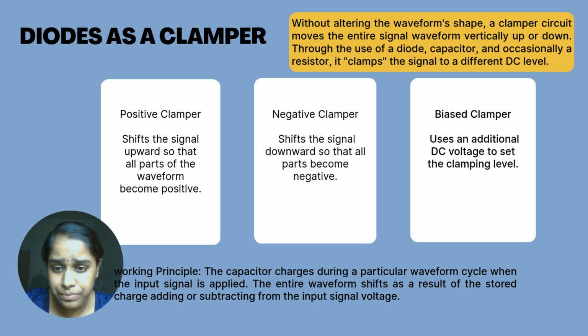The positive clamper shifts the signal upward so that all parts of the waveform become positive. The negative clamper shifts the signal downward so that all parts become negative. The bias clamper uses an additional DC voltage to set the clamping level. So the working principle for a clamper: the capacitor is charged during a particular waveform cycle when the input signal is applied. The entire waveform shifts as a result of the stored charge adding to or subtracting from the input signal voltage.